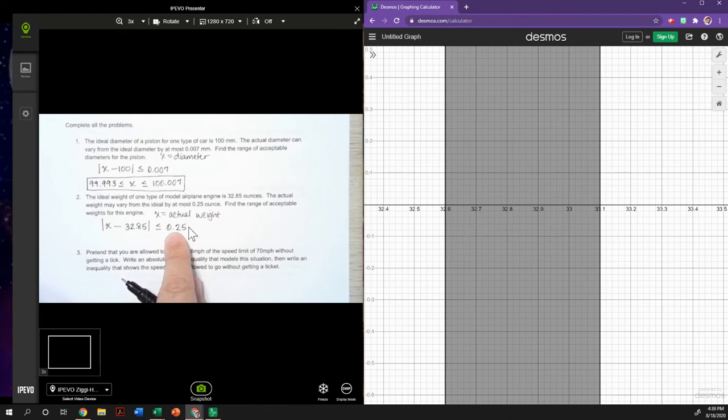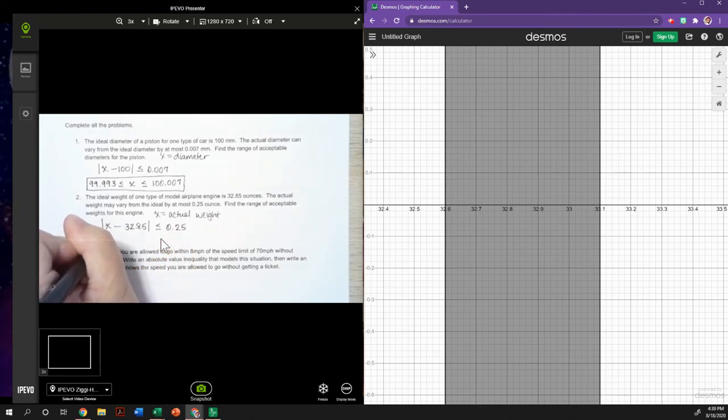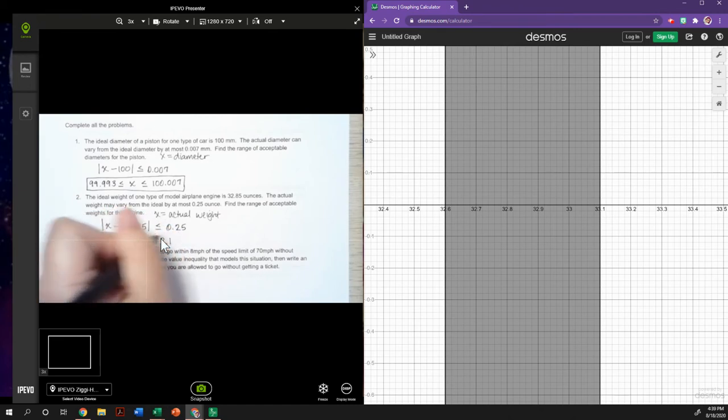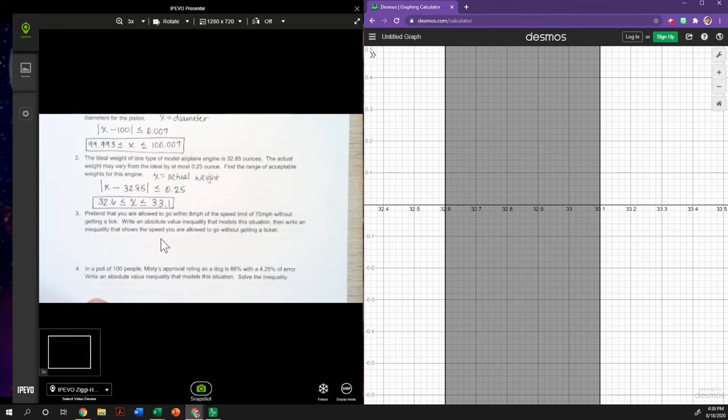Okay, so now I'm going to write that as an inequality. So 32.6 less than or equal to x less than or equal to 33.1. Okay, all right, number 3.